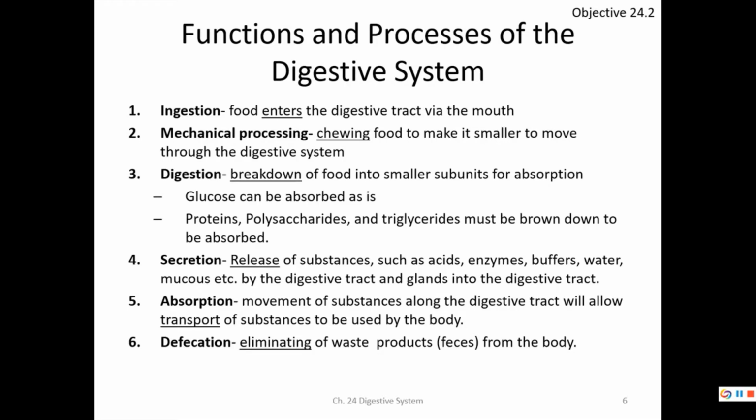Now, digestion, and I kind of wanted to, probably I'm going to take this digestion, glucose absorption, and move it down here with absorption. I guess it doesn't really matter as much where I put it, but I think I'm going to put it down there for later classes.